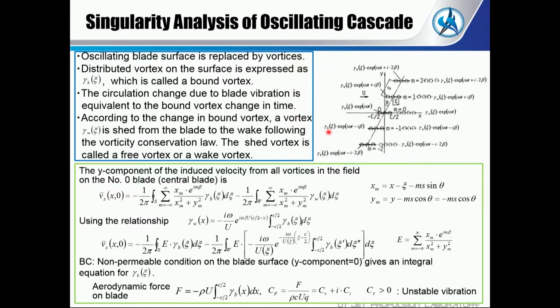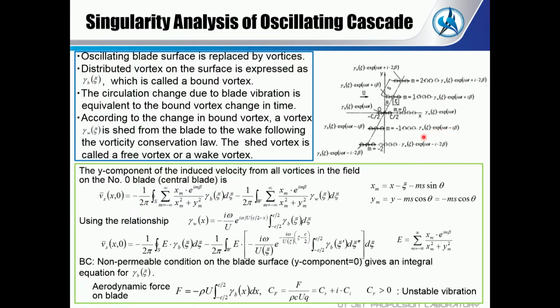And according to the change in bound vortex, a vortex gamma W is shed from the blade to the wake following the vorticity conservation law. Okay? This is gamma W. It's a wake vortex. The shed vortex is called a free vortex or a wake vortex here. Vortex sheet is formed here. Okay?